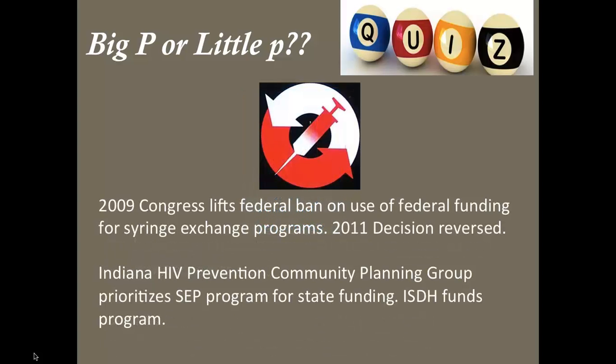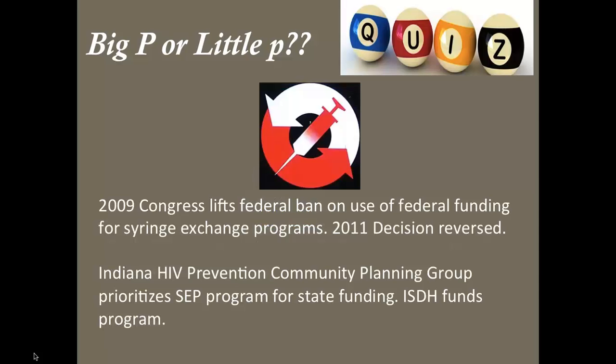Okay, in 2009, Congress lifts the federal ban on the use of federal funding for syringe exchange programs, and they reversed the decision in 2011. Big P or little p? Who did it? That would be a big P. Now, the Indiana HIV Prevention Community Planning Group, this is the group of people convened by the State Department of Health from all over the state. They prioritize the syringe exchange program for state funding, and the State Department of Health funds the program. Big P or little p? This is little p with a huge impact.